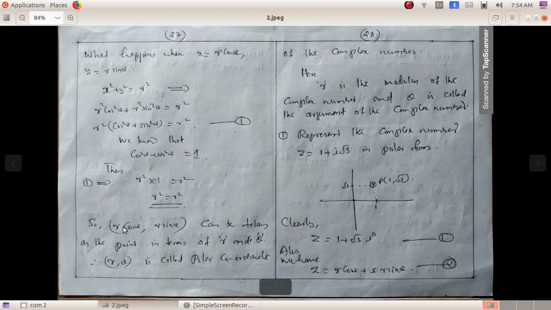Okay, so r cos theta and r sin theta. Instead of x we use r cos theta, instead of y we use r sin theta. So this x comma y, or r cos theta comma r sin theta, can be taken as the point in terms of r and theta, and this r and theta will determine the polar form of a complex number. Theta is called the argument of the complex number, and r is called the modulus of the complex number. So the polar form of a complex number is written in the form of r and theta, where r is the modulus and theta is the argument.